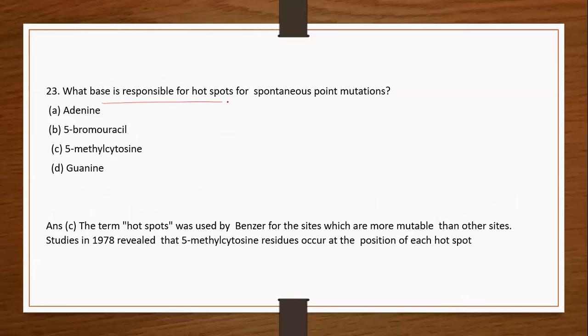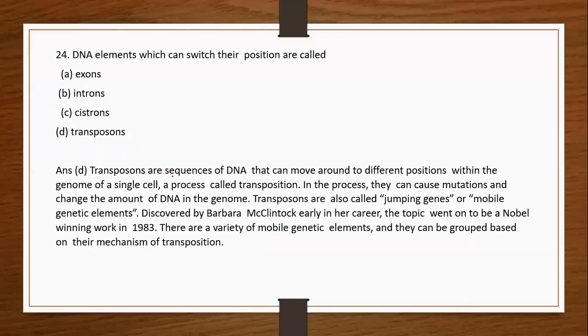What base is responsible for hotspots of spontaneous point mutation? Adenine, 5-bromouracil, 5-methyl cytosine, and guanine. The term hotspots was used by Benzer for the sites which are more mutable than other sites. Studies in 1978 revealed that a 5-methyl cytosine residue occurs at the position of each hotspot. So option C, that is 5-methyl cytosine, is the correct answer.